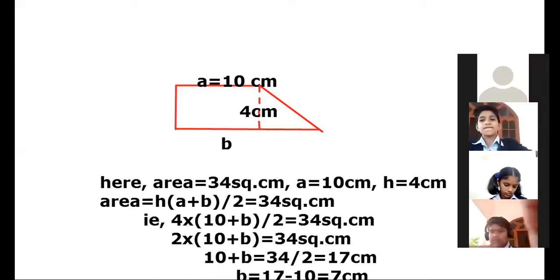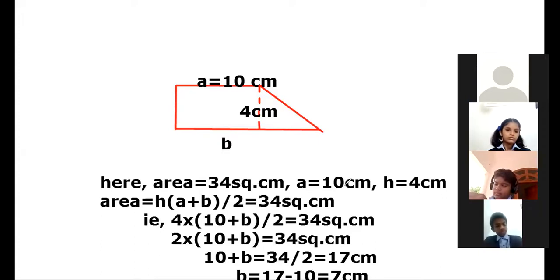B is unknown, 34 is the area. So that is what I told you at the start: when you write down what is given in the question, don't mix them up. Area 34, a 10 centimeter, h 4 centimeter. There may be some values given in the question. You have to identify what they are and write them down there. Clear? Then use the equation, do the substitution, then calculation and simplification. Clear?